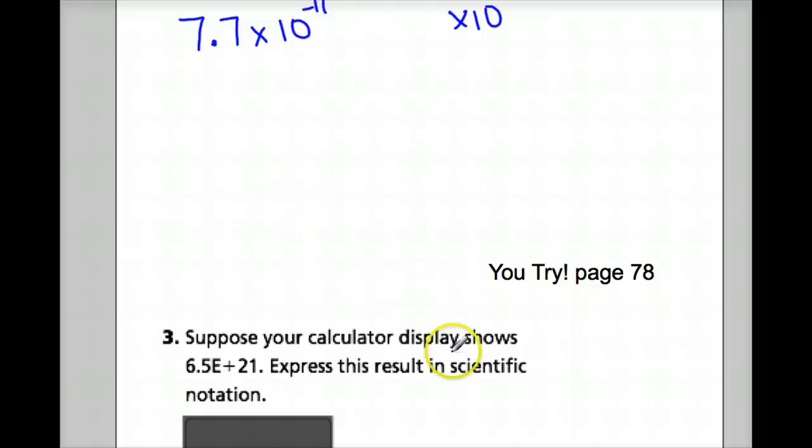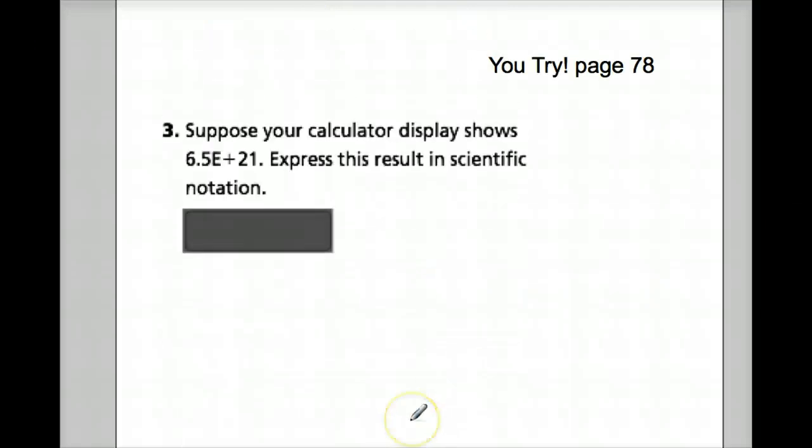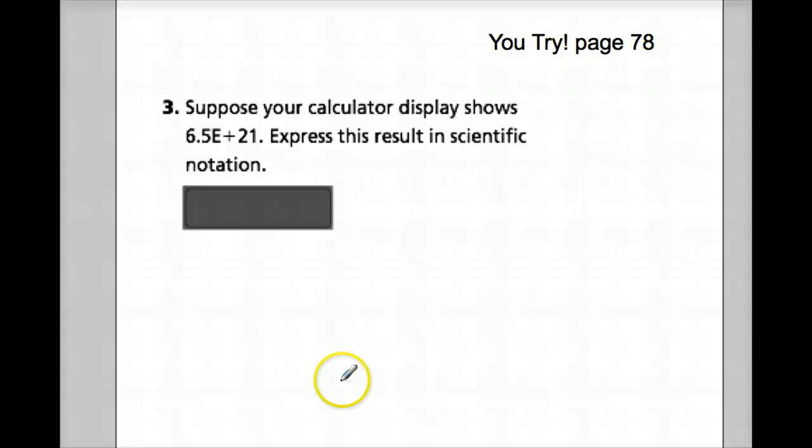So now go to 78 and do the You Try. Same type of thing. Pause me here, see if you get it right. Alright, so you should have gotten 6.5 times 10 to the 21st power. This is positive this time. So remember again, this e right here just means times 10. So you can replace that e with times 10, and we move this number here up to our exponent.